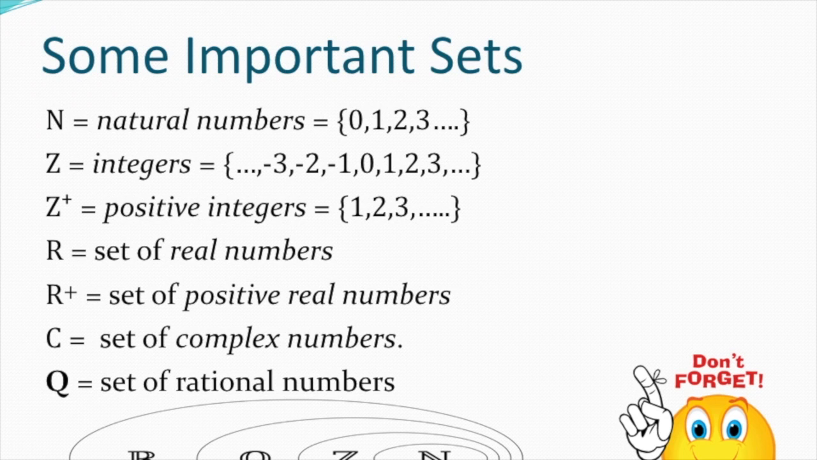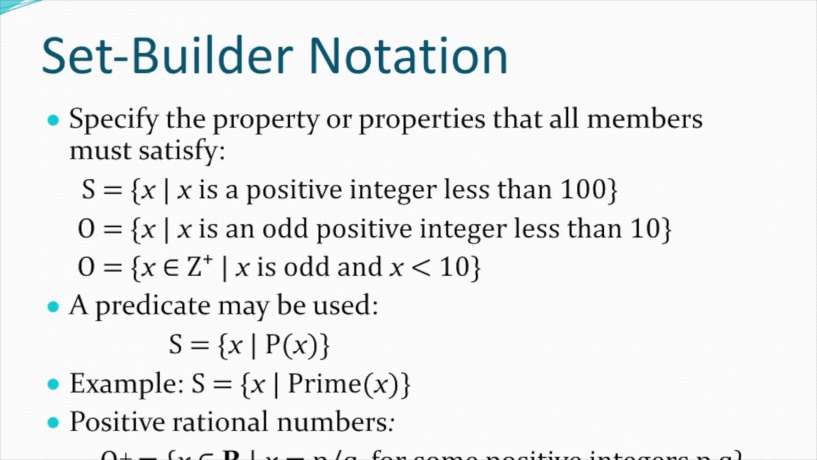Now, how can you build or define a set? Let me give you some examples. You normally specify the relationship between the elements of the set using a quantifier. So if you want to describe a positive integer less than 100, you can use the quantifier relationship where you say the set S capital equals X, where X is a positive integer less than 100. So this is the relationship. Anything which satisfies this rule would be an element of this set S.